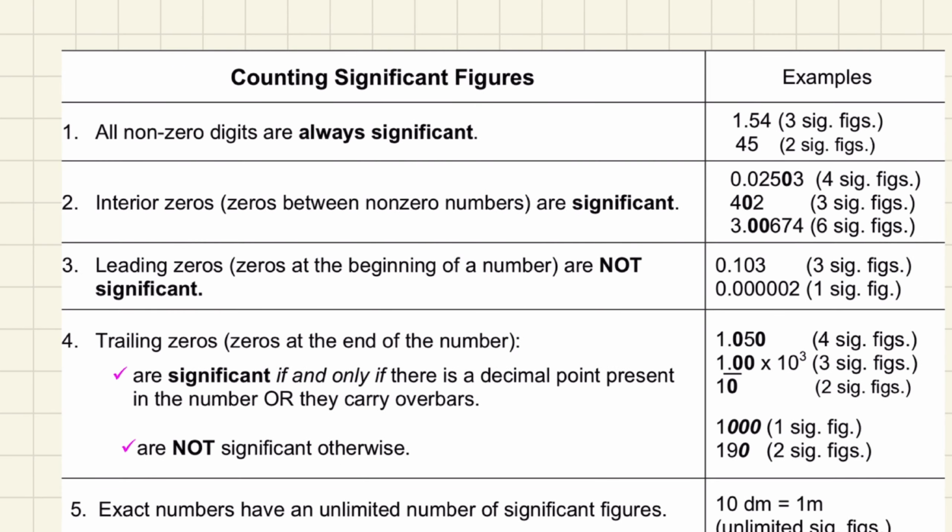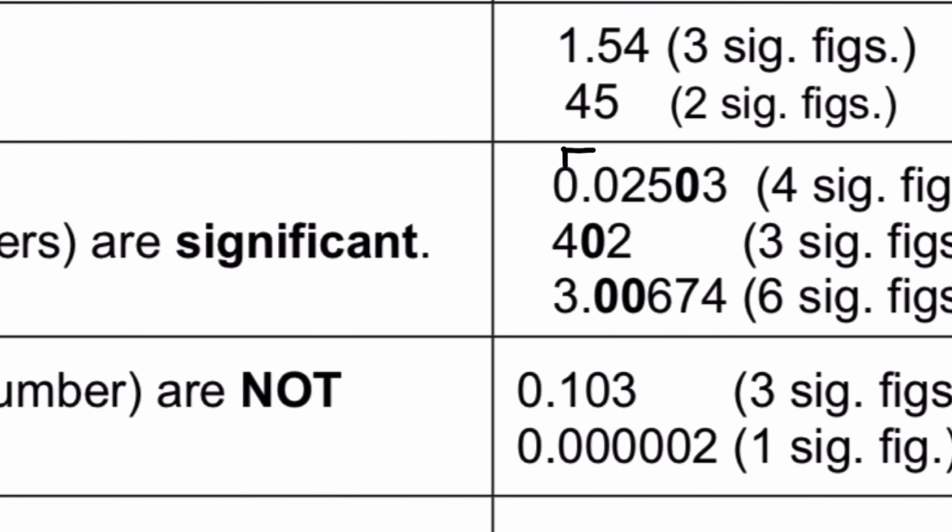Next is interior zeros, or zeros between non-zero numbers, are significant. What that means is these right here are not between non-zero numbers. They're both 0, so we wouldn't count them. However, the 0 right here is between a 3 and a 5, and both of these numbers are non-zero. That means we would count it.